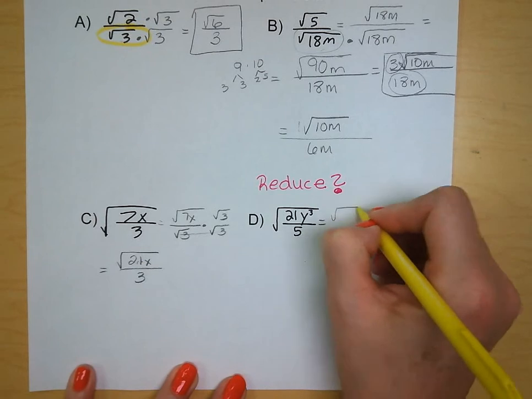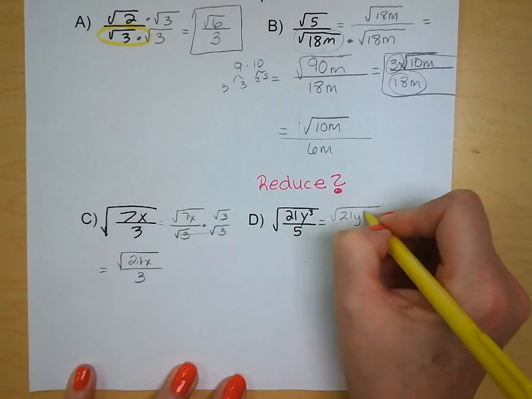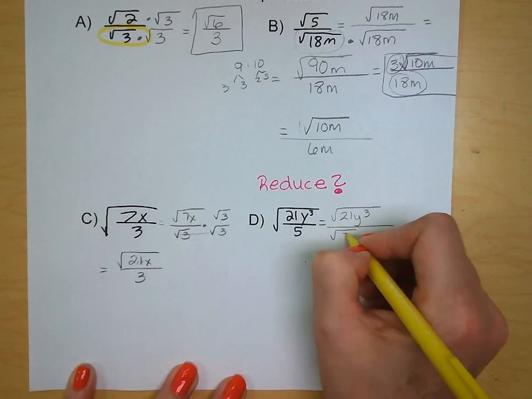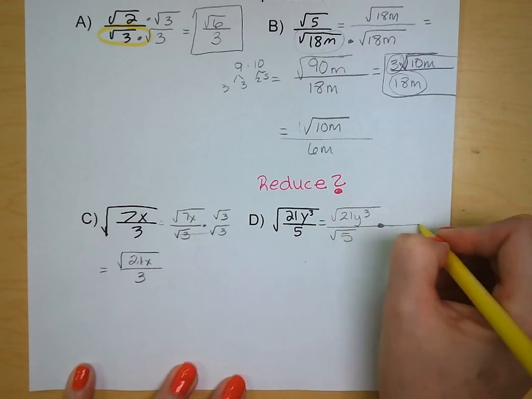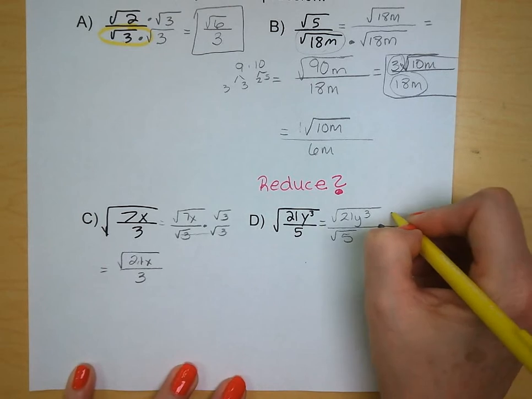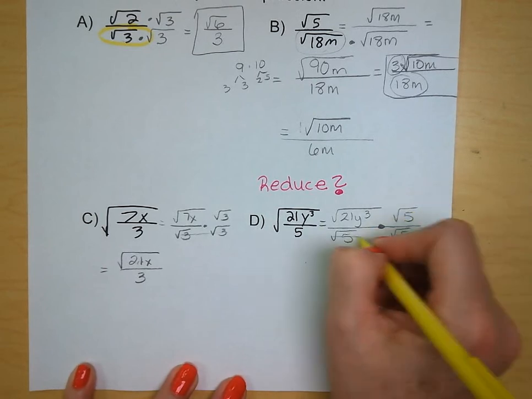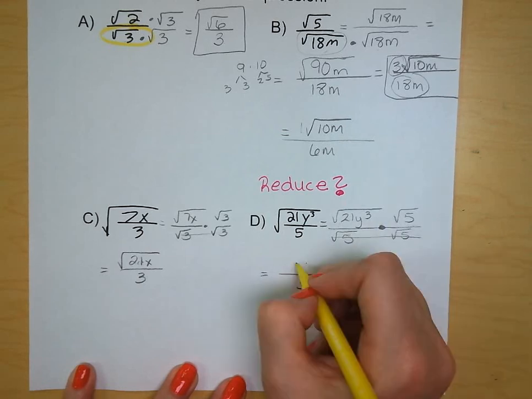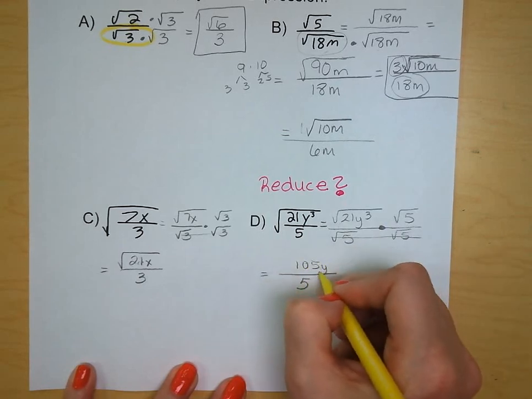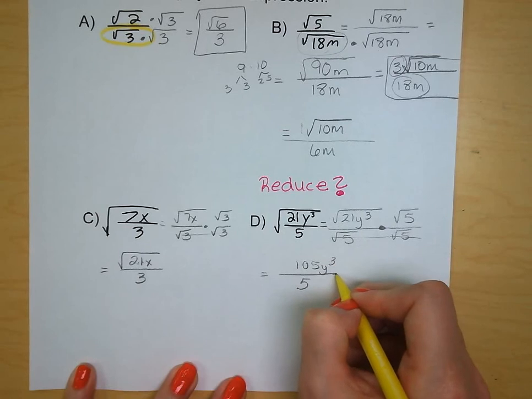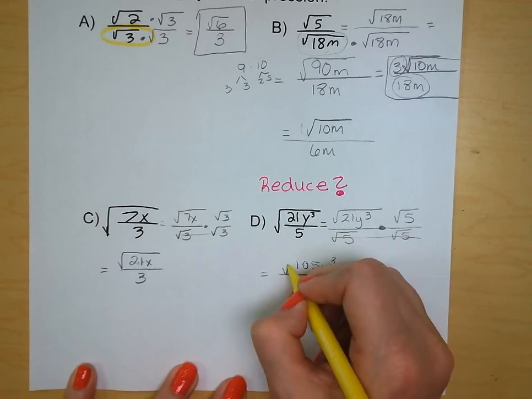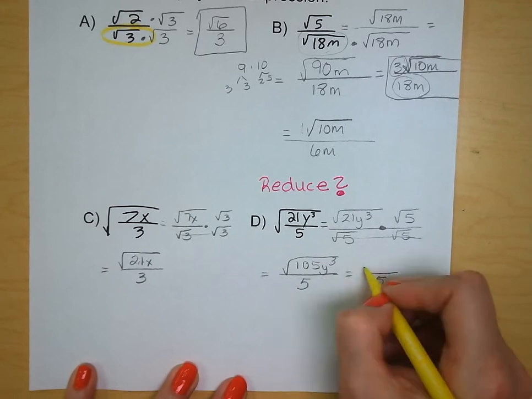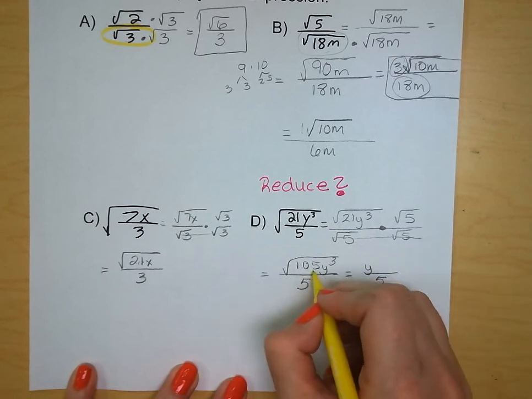Letter D, square root of 21y cubed over 5. We can break that into our 2 parts, square root of 21y cubed and square root of 5. We're going to multiply by square root of 5 in the numerator and the denominator. So we're going to have square root of 105y cubed over 5, and that can be reduced to y times the square root of 105y.